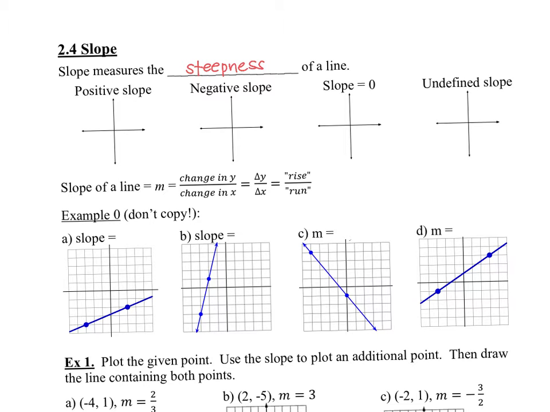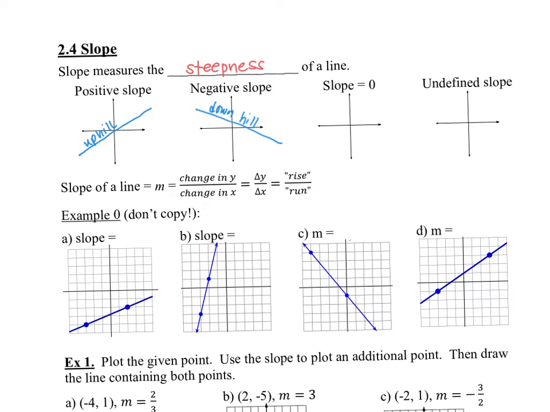Okay, I'm going to sketch what positive, negative, slope equals 0, and undefined slope look like. When we measure slope, we measure it from left to right. So if it's a positive slope, from left to right, it's going uphill. Negative slope means I'm going downhill, and I start from the left side, and I travel down. If slope is 0, then it's completely flat because there's no hill at all.